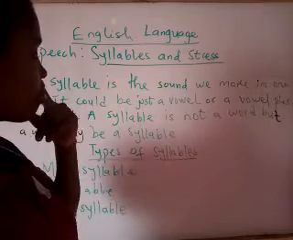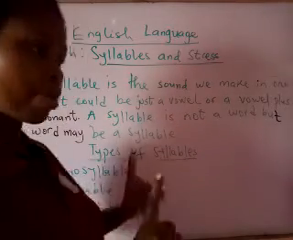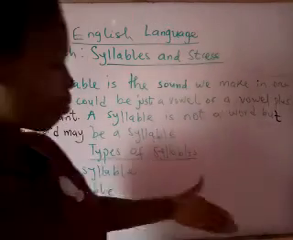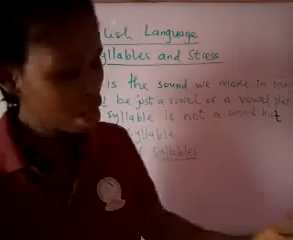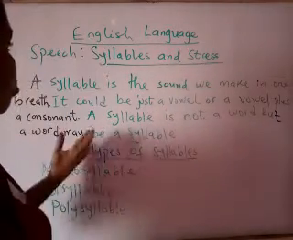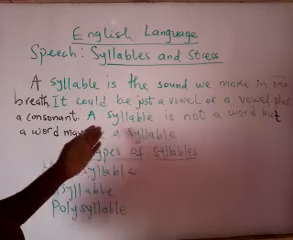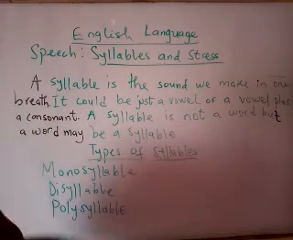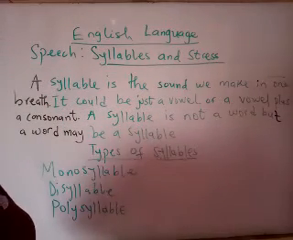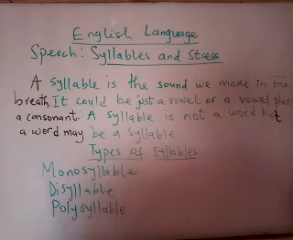For example, I can say go in one breath. I can say come in one breath. Go, come. Those are syllables. I have also here that a syllable could be just a vowel or a vowel plus a consonant.